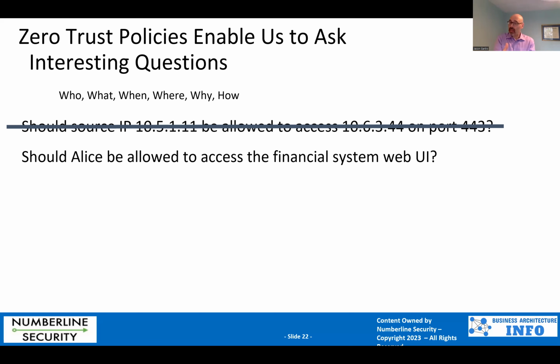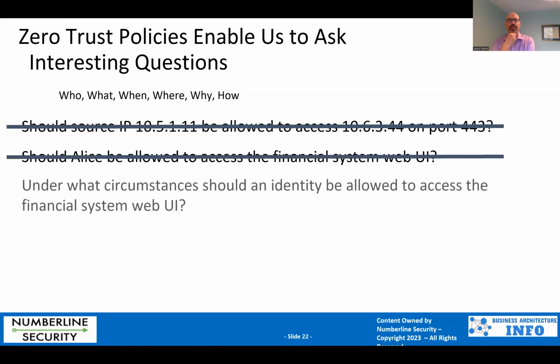Now, that's a meaningful policy because we know something about Alice. We know what her role is in the organization. She's a CFO. She should be allowed to access the financial system web UI because that's part of her job. But we could say, you know what, it really could be a little even higher level than that and say, under what circumstances should an identity be allowed to access the financial system web UI?